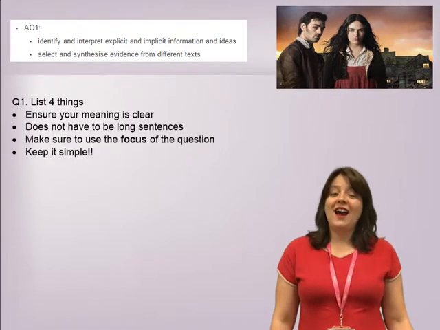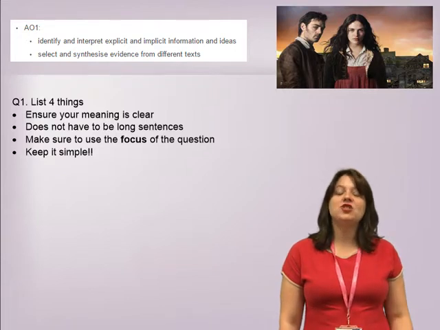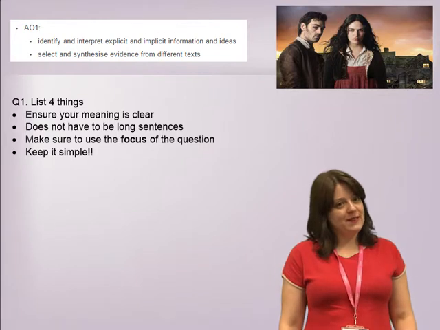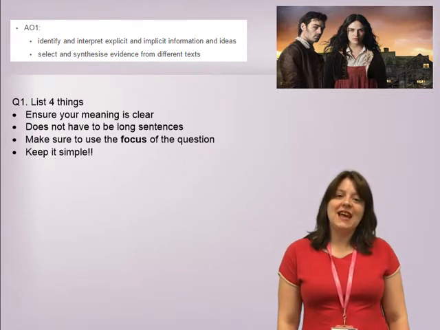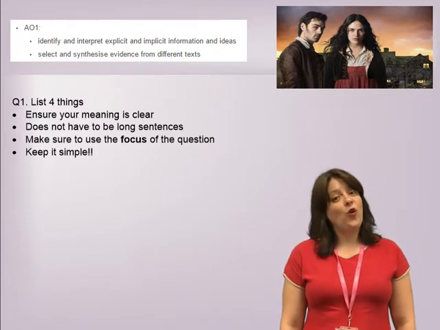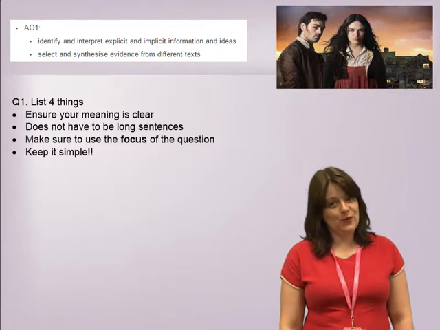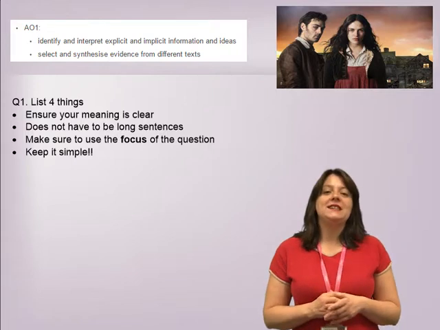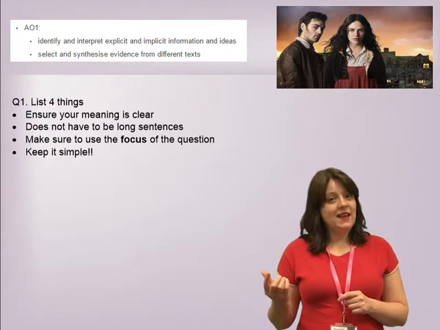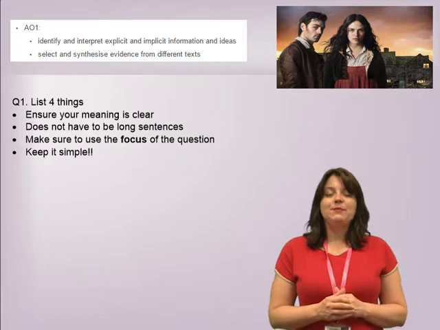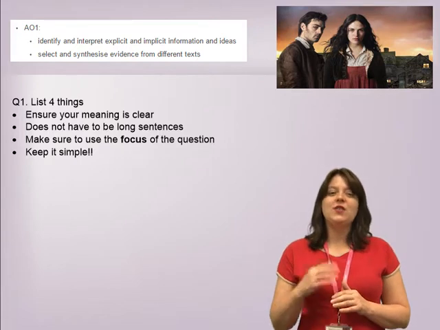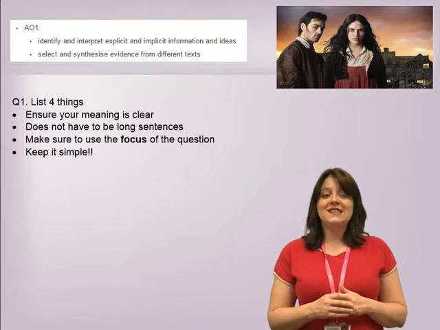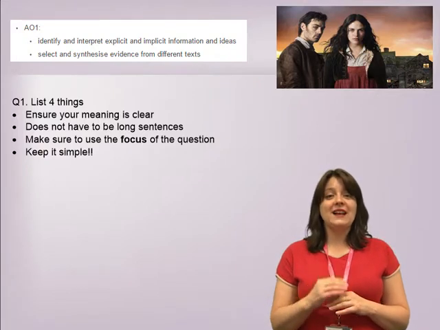So question 1 carries 4 marks and is the most straightforward and easiest of the questions across both papers. It will always ask you to do the same thing. You have to list 4 things for 4 marks in this question. The skills that you're being assessed on in this question is the ability to pull explicit meaning from a text, so the more obvious things, and potentially more implicit meaning, so things that are hinted at or suggested by the text. My advice is that you keep this one as simple as possible.